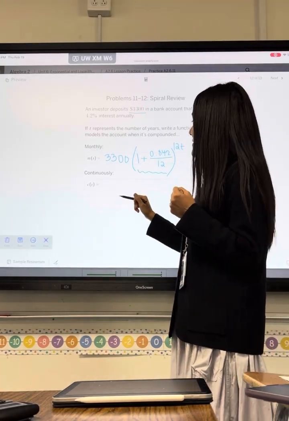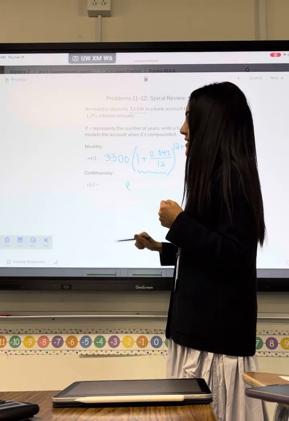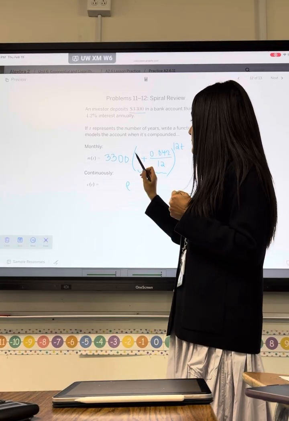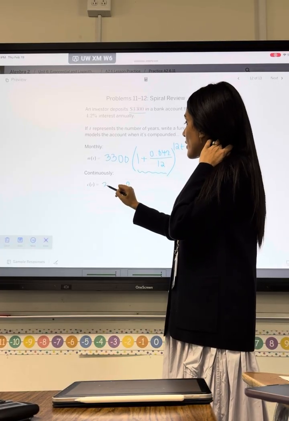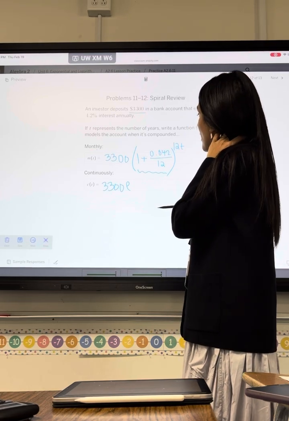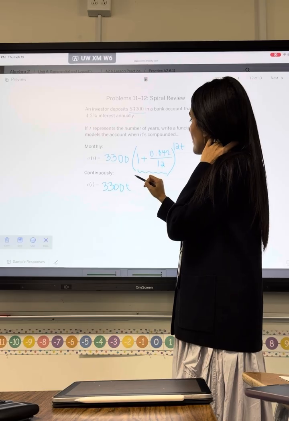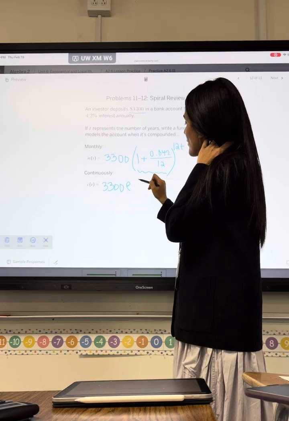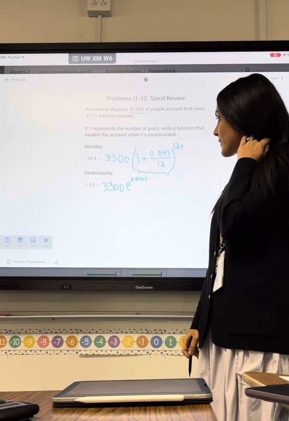For continuously, you guys, the growth factor for continuous growth is E. So, or decay, or continuous decay. We'll still begin with our starting amount of 3,300, E to the power of, and then it's going to be the rate, 0. Why did you turn into an eraser? 0.042 times T, all right?